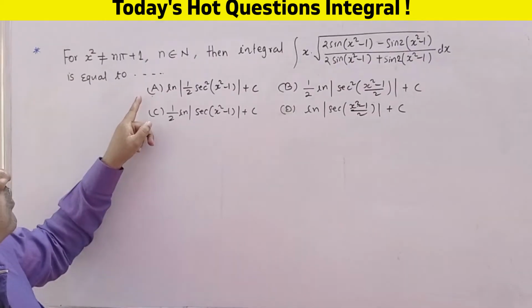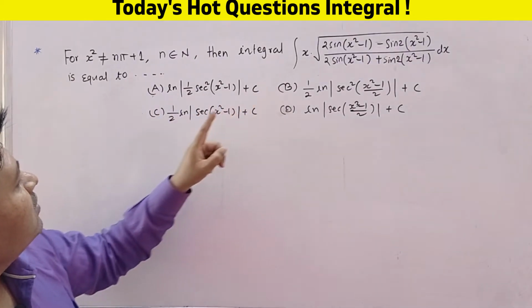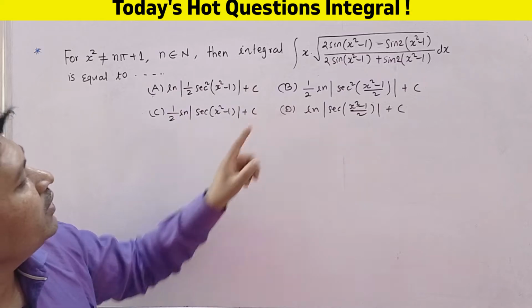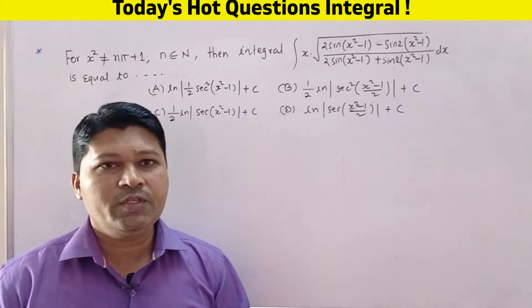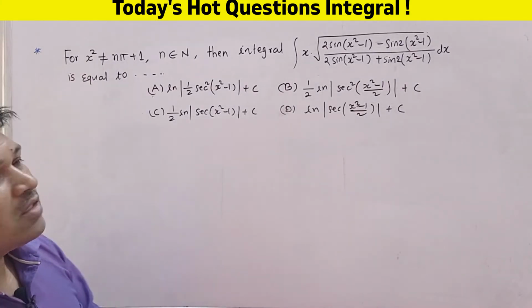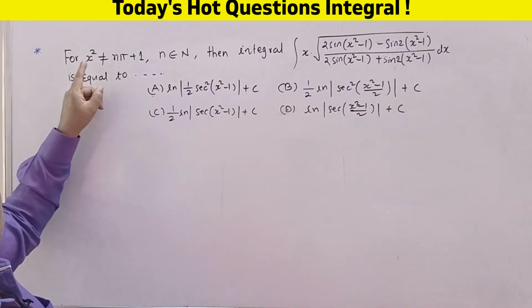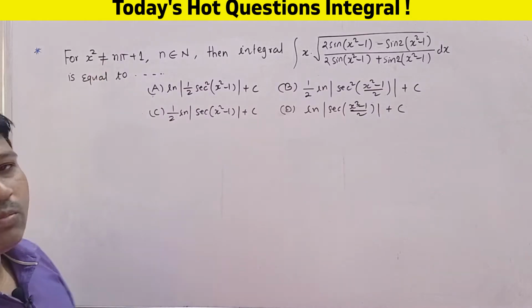Is the first option correct, or option B, or C, or D? If you want the simple solution, watch the video till the end. And the most important thing is the condition: x squared is not equal to n pi plus 1.